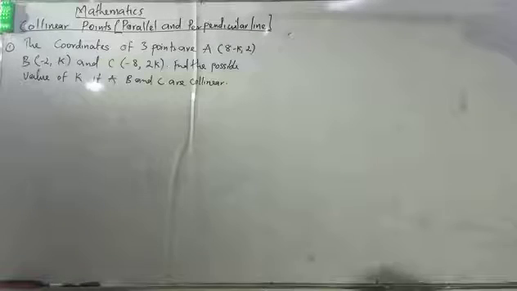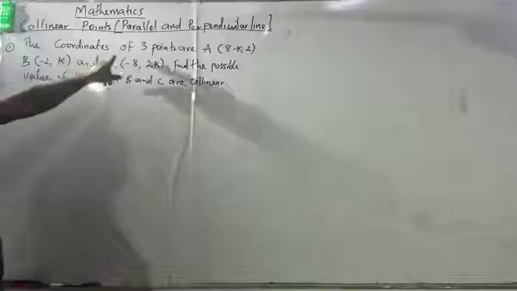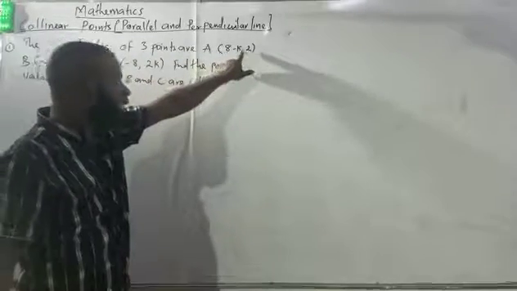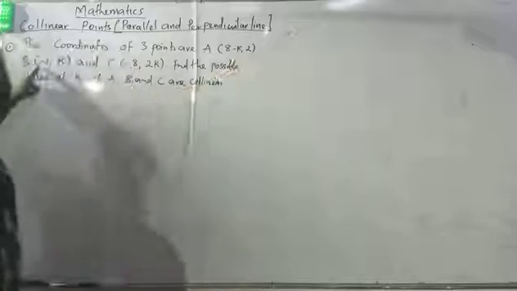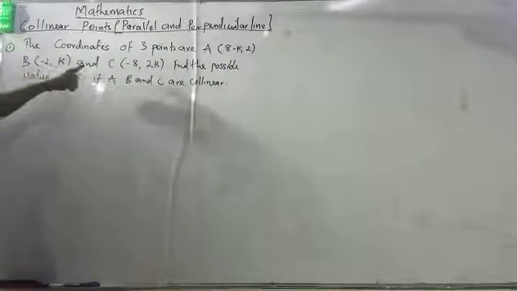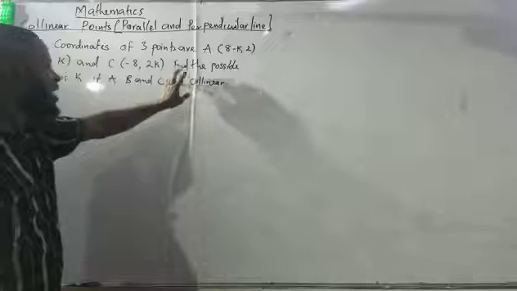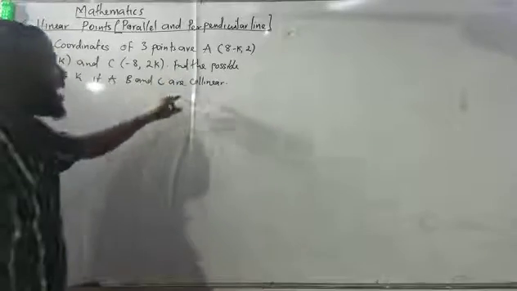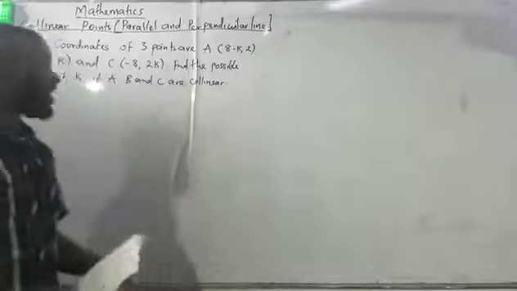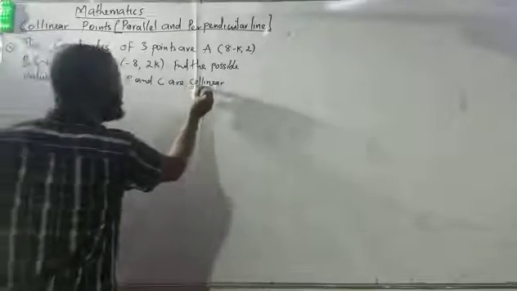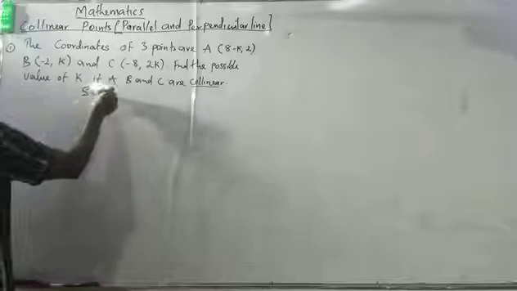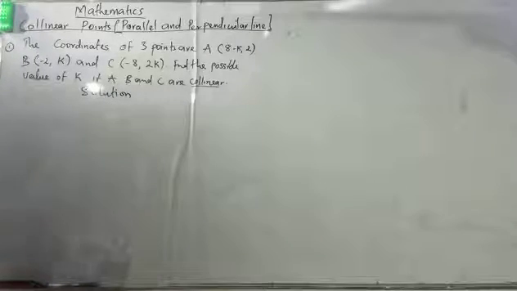Okay, look at this problem. The coordinates of three points are A(8 minus k, 2), B(minus 2, k), and C(minus a, 2k). Find the possible value of k if A, B and C are collinear. Now, this word collinear shows us the direction of the question. How do I solve this problem? It's a very simple question.